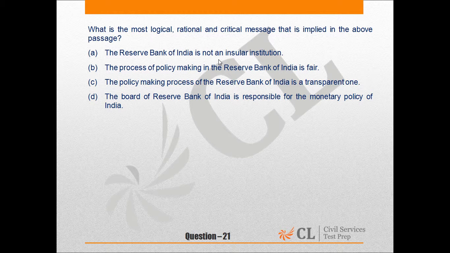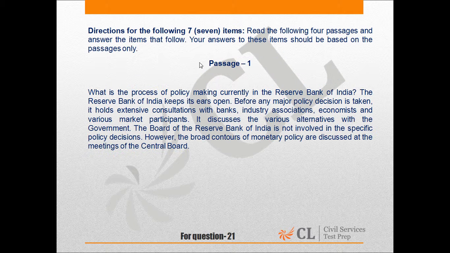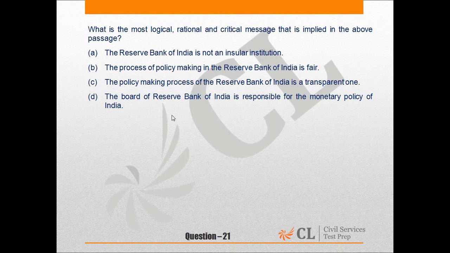Now here, the line that is there in the passage is, before any major policy decision is taken, the Reserve Bank of India holds extensive consultations with banks. Now this line is here. So from this we can definitely infer that the Reserve Bank of India is not directly involved, but indirectly it is involved. So we can call it an insular institution because it only operates within its own purview. So this inference is not really incorrect. However, we have to look at the other options.